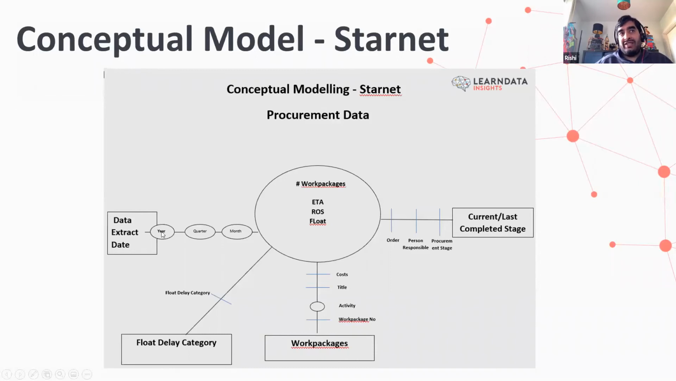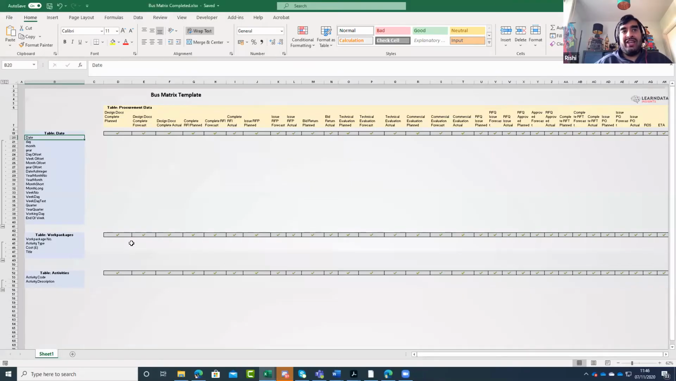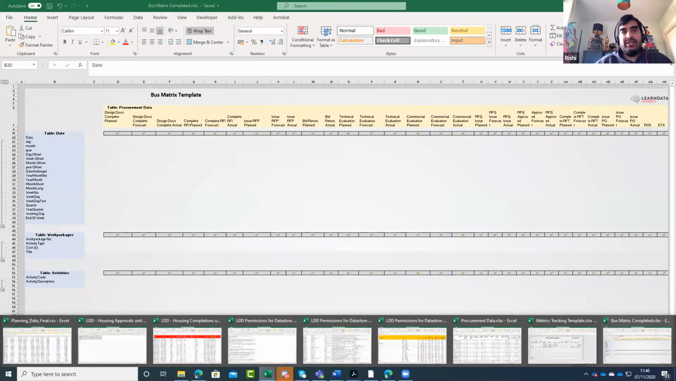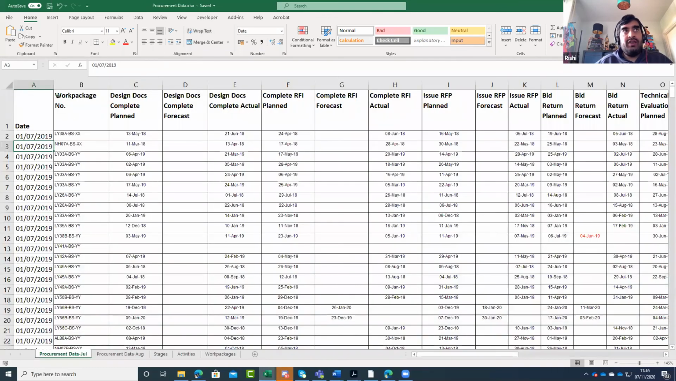And then we've got date. And the date we've got in here, so the date we've got in the first column of our data set, is actually the data extract date. So that's what the date is here. If we have a look at the data, that first date column here is the data extract date.